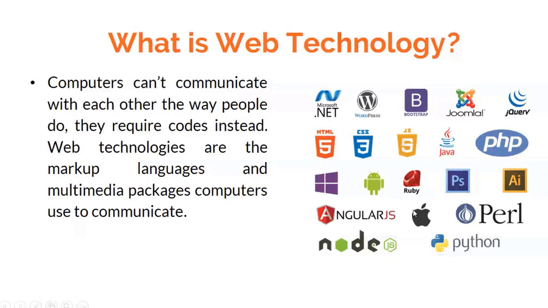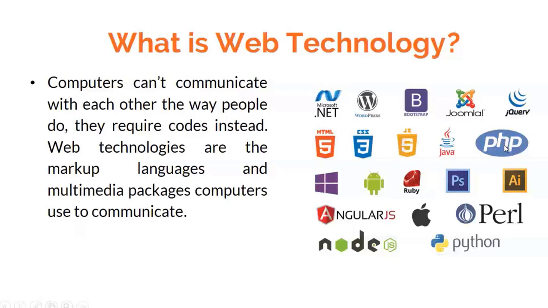Some logos from different technologies are available here. Microsoft .NET, WordPress, Bootstrap CSS, then Joomla, a CMS. WordPress and Joomla are content management systems, which also help you to create web applications easily. For Microsoft .NET, we have to learn C#.NET and then jump to ASP.NET. jQuery is a client-side technology. HTML and CSS are also client-side technologies. JavaScript is also client-side technology. Java is backend server-side programming. PHP is also server-side.